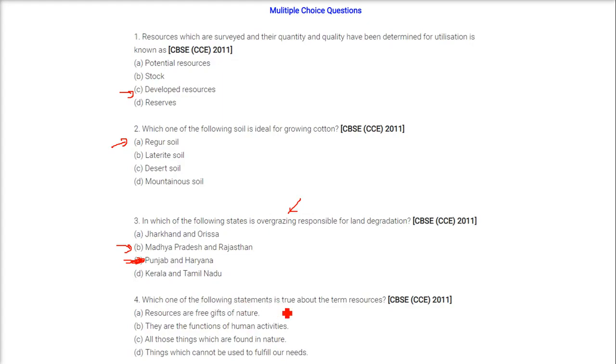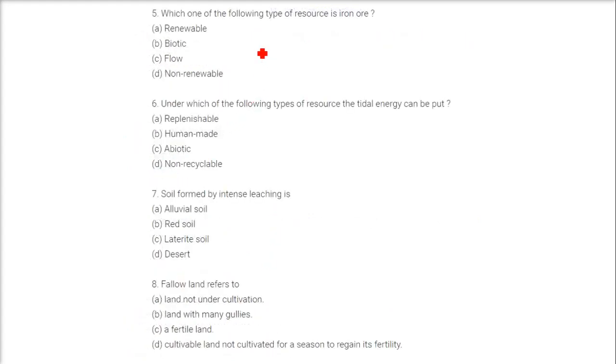Which one of the following statements is true about the term resources? The answer is they are the functions of human activities. Which one of the following types of resource is iron ore? The answer is non-renewable resource. Under which of the following types of resources can tidal energy be put? Tidal energy is replenishable, because of the movement and attraction of the moon. So the tide will always come.